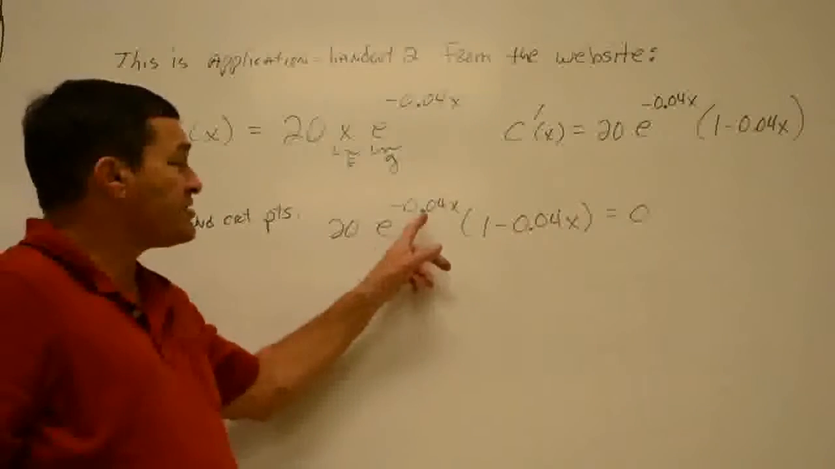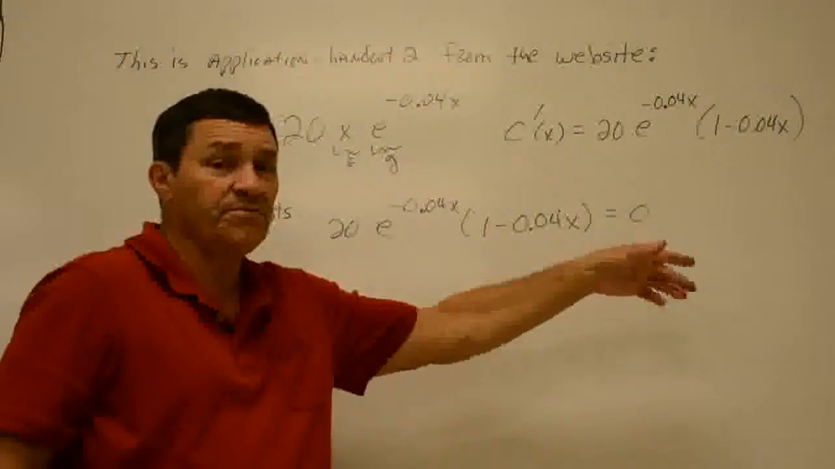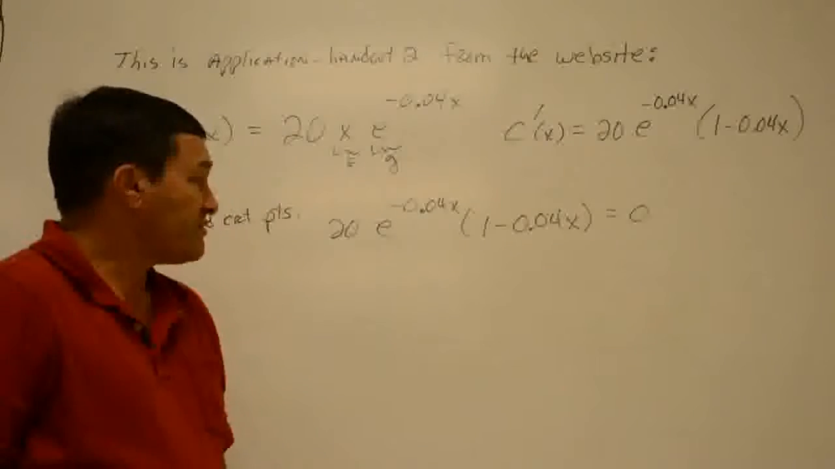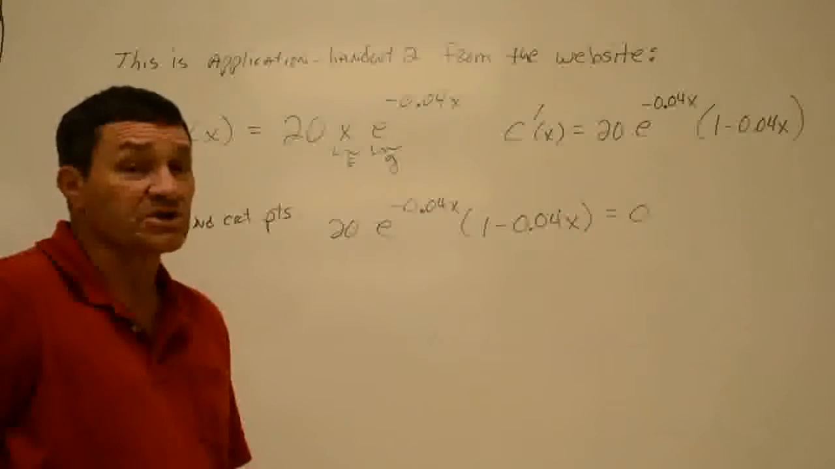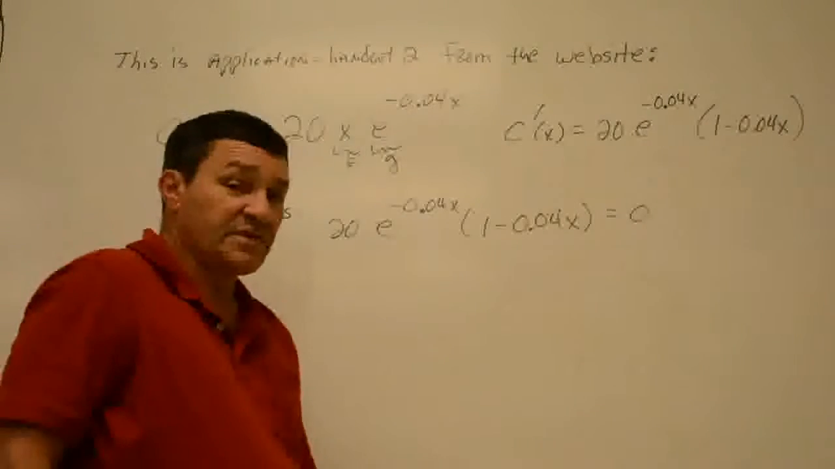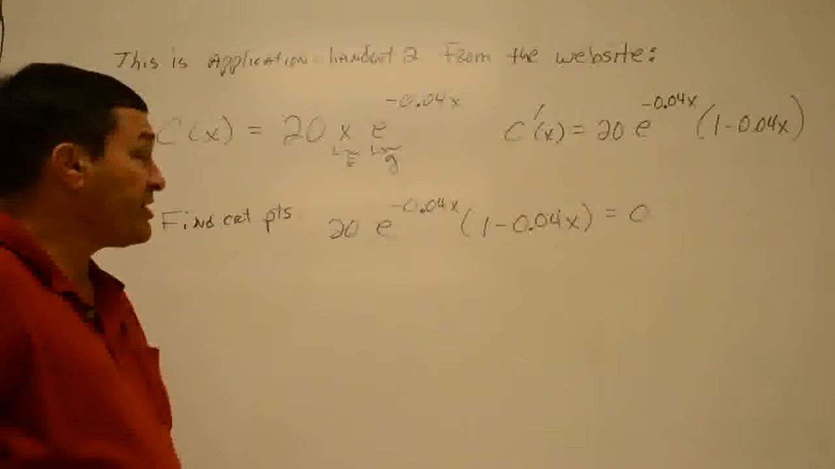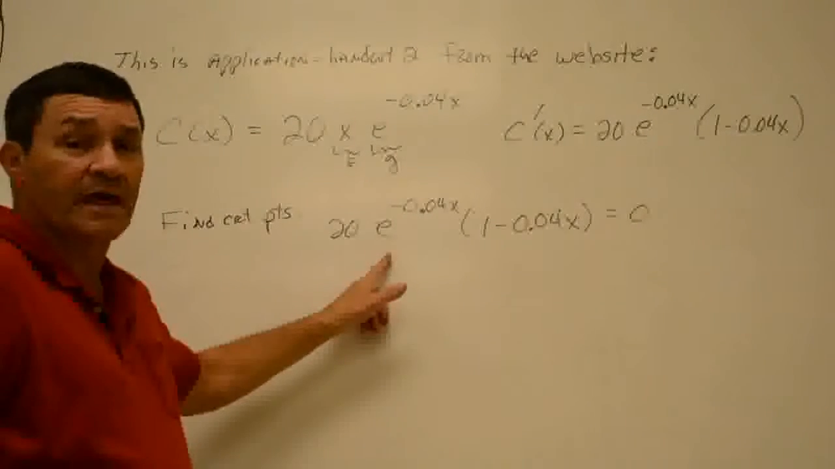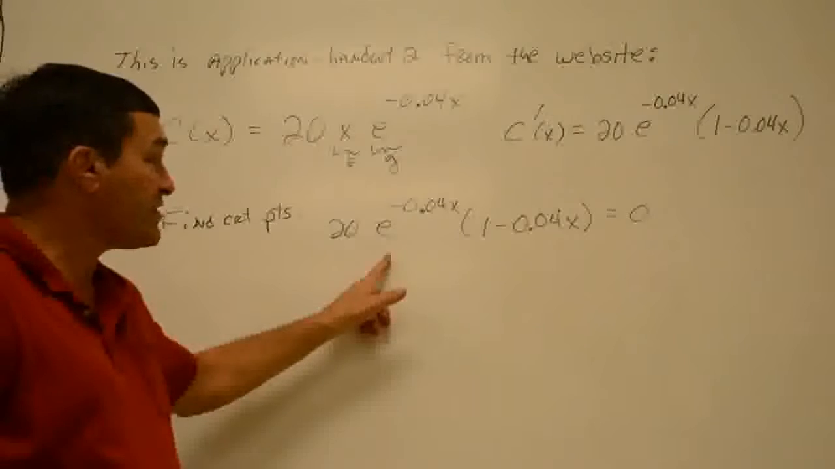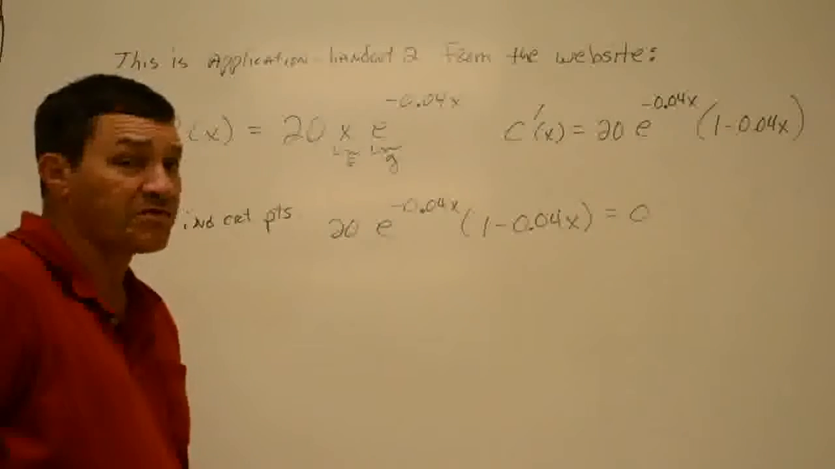But whenever you see e to an exponent is equal to 0, can't happen. E to a power, e to a number is never equal to 0. If you look at the graph of the exponential function, that's pretty clear. But what it means when you see an equation like this, you're not going to get a critical point from that factor. So that's the key thing. When you see e to the power, no critical point from that factor.